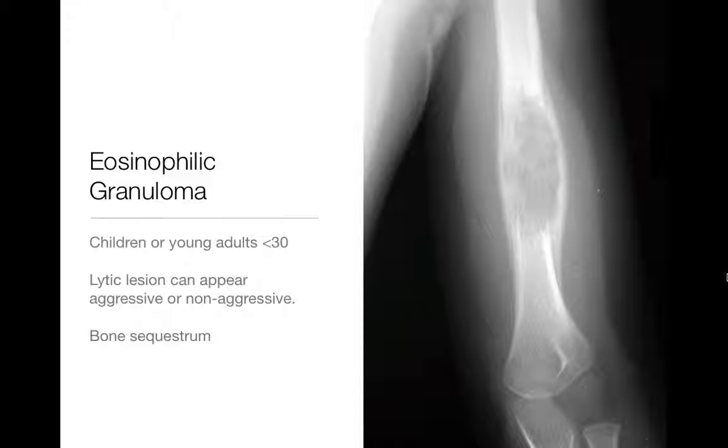Classically, you'll see a bony sequestrum in the ones you see in the skull. There'll be a central sequestrum, so that's one thing you can see in them as well. So, eosinophilic granuloma, Langerhans cell histiocytosis, really only consider this in children or younger adults. Not statistically likely to happen in people over 30 or so.